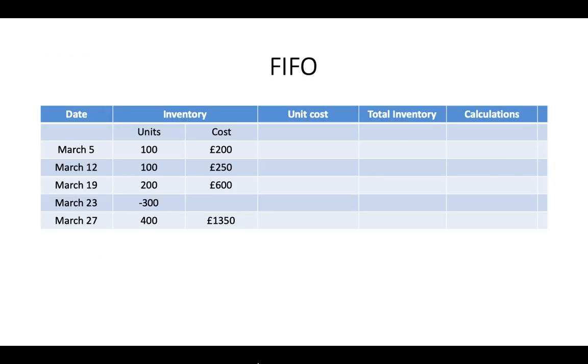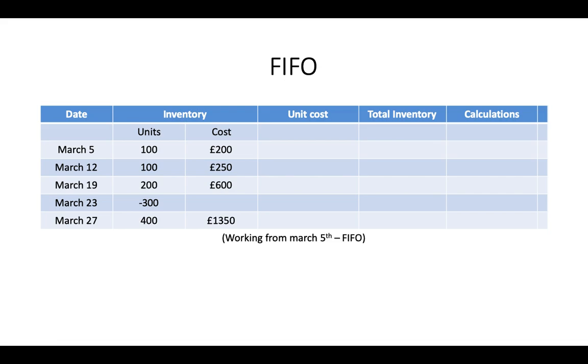First of all, we're going to look at first in, first out. We have a list of inventory here and an issue that we need to value on March the 23rd. On March the 5th, we bought 100 units costing us £200. On the 12th, we bought another 100 units, but this time it cost us £250. And on March the 19th, we bought 200 units costing us £600.